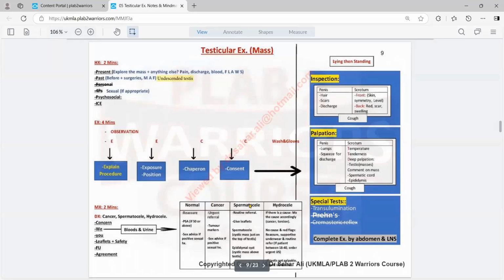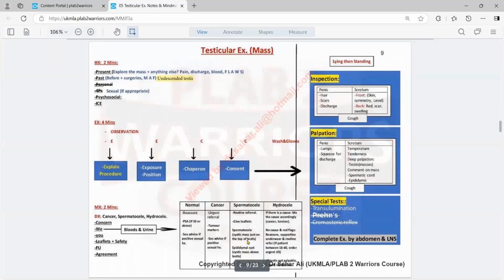Spermatocele or epididymal cyst: you find a mass either just on top of the testis, so this is spermatocele. Just on top of the testis, this is spermatocele. If it's above the testis and there is a space between it and the testis, then this is an epididymal cyst.